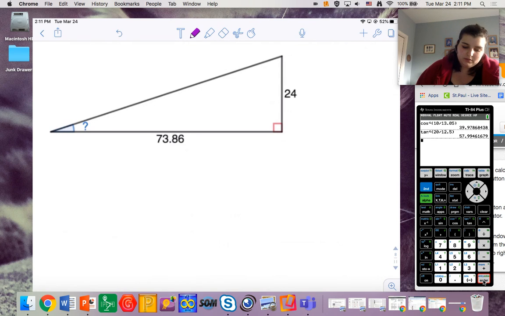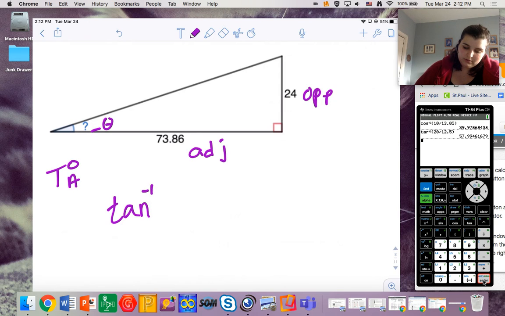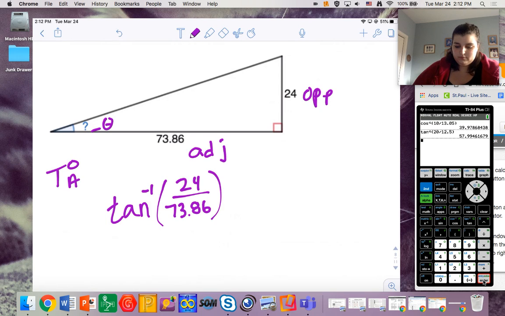So reference angle. This is the opposite side and adjacent, so we're going to use tangent again. Remember, TOA. So tangent inverse of opposite 24 over adjacent 73.86 is 18 degrees.